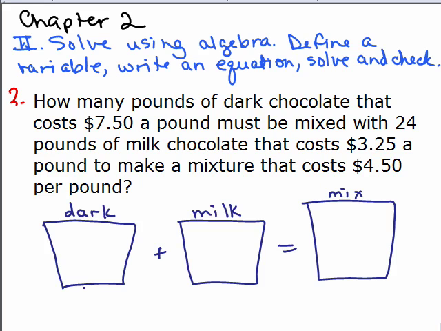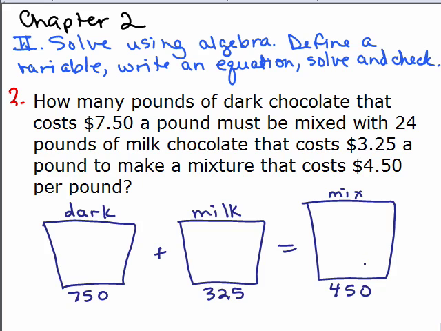I'm going to put underneath the cost per pound, and you could do this in dollars or in cents. I think it's easier to do it in cents, that way I don't have to use decimal points. The dark chocolate costs $7.50 a pound, so I'm going to think of that as 750 cents a pound. You just have to be consistent. If you're going to do one thing in cents, you do everything in cents. The milk chocolate is $3.25 a pound, and the mixture is $4.50 a pound.